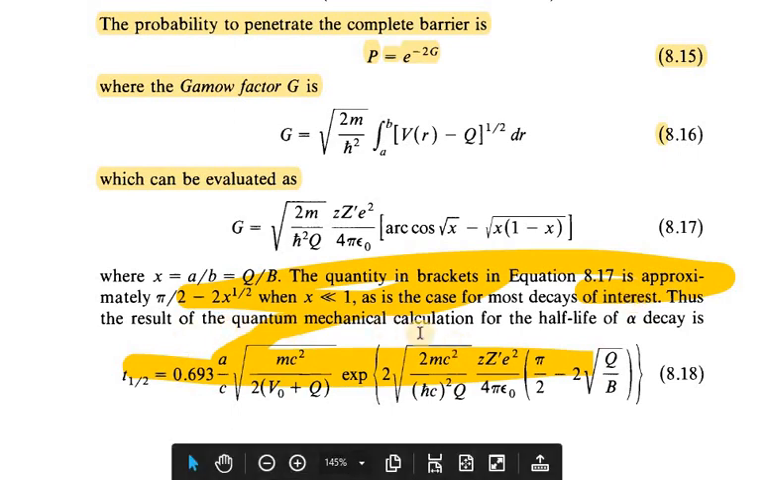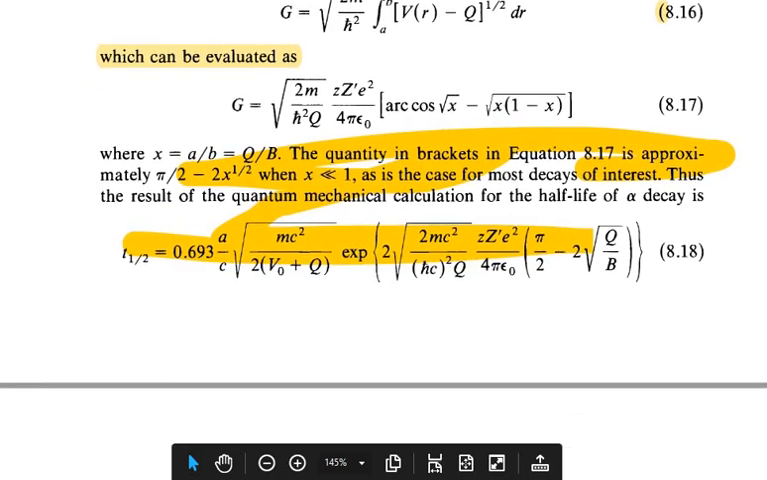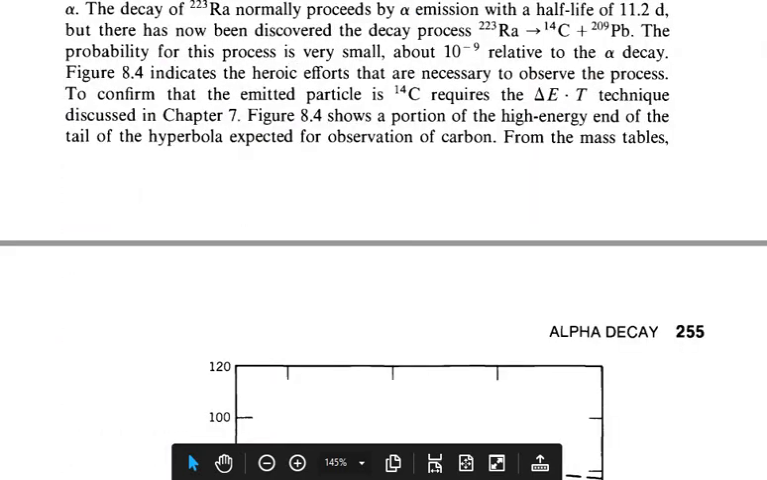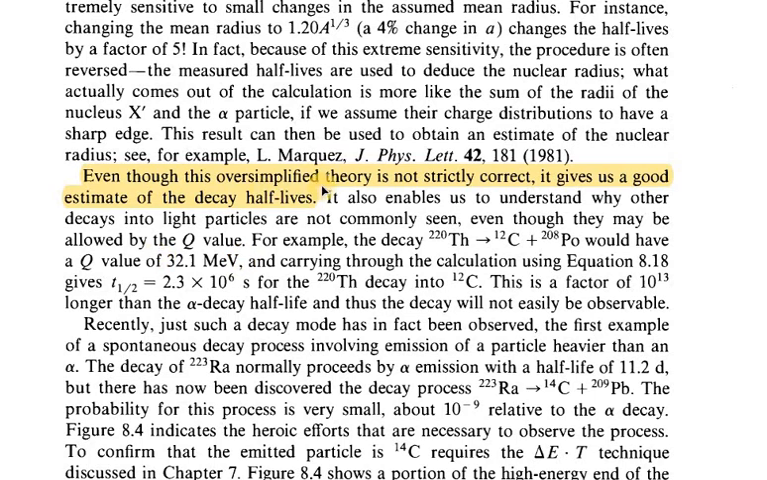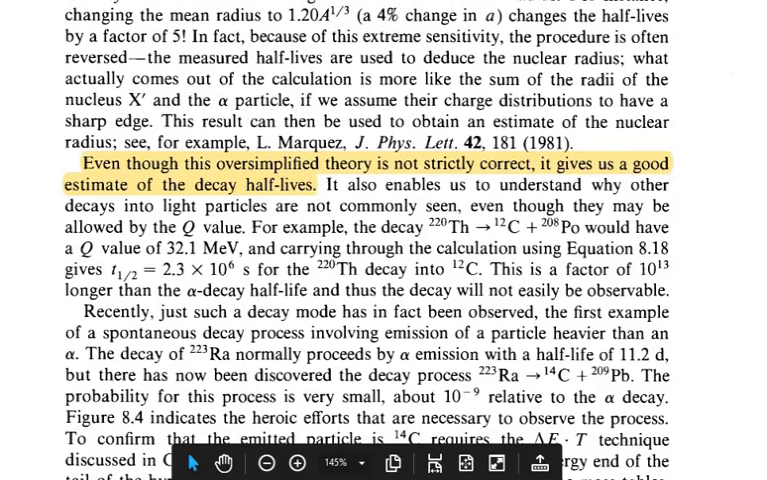Thus, the result of the quantum mechanical calculation for the half-life of alpha decay is T half equal to 0.693 into a by c square root of mc square by 2 into V0 plus Q, e power 2 into square root of 2 mc square by h cross c whole square, Q into Z prime e square by 4 pi epsilon 0 into pi by 2 minus 2 square root of Q by B. Even though this oversimplified theory is not strictly correct, it gives us a good estimate of the decay half-life.